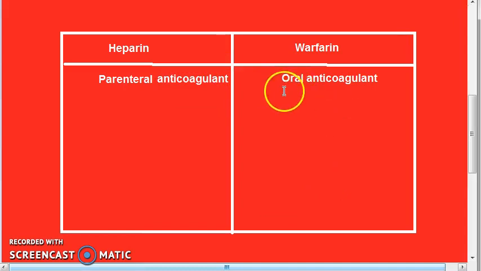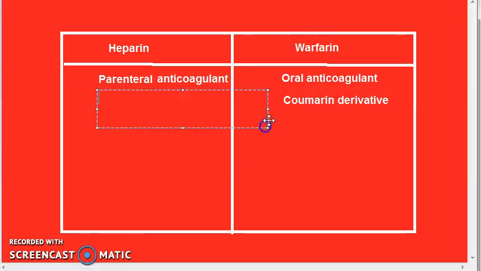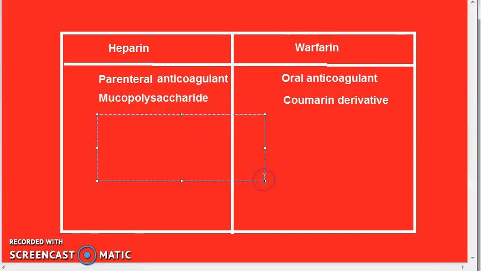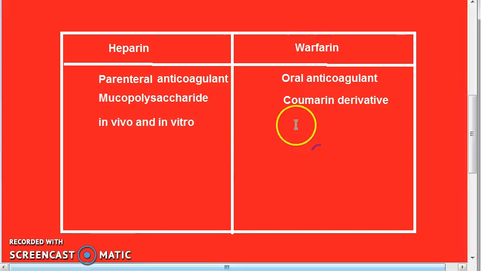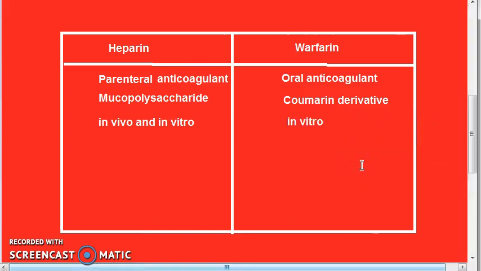Warfarin is a coumarin derivative. Heparin is a mucopolysaccharide. Heparin can be used in vivo and in vitro. Warfarin is in vitro. Okay.